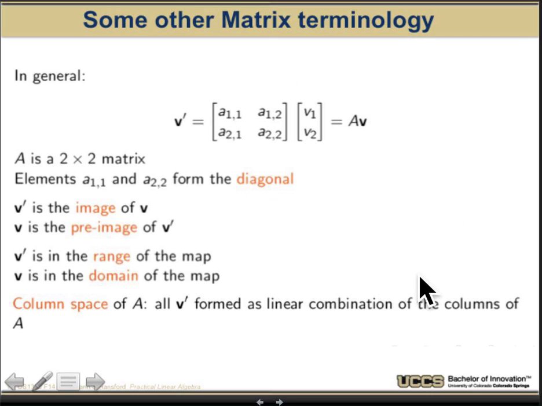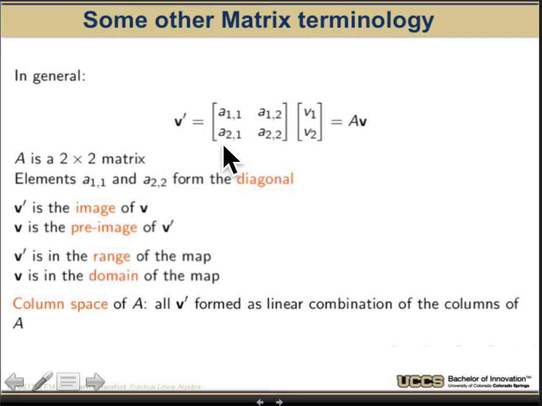Okay, a little bit more matrix terminology. We can talk about the diagonal: the elements A11 and A22 form the diagonal of the matrix, and in higher dimensions it'll just be the things down the middle of the matrix. If we have the matrix A times V, then V is the pre-image of V prime, and V prime is the image of V under A. We're going to take A as a map. We're going to map V to the image V prime.